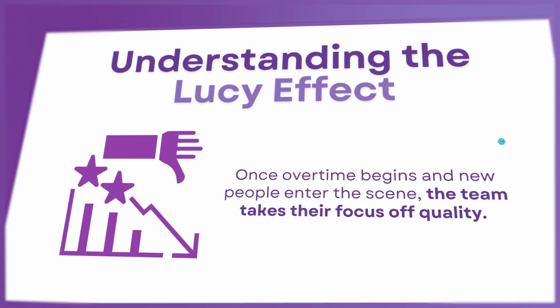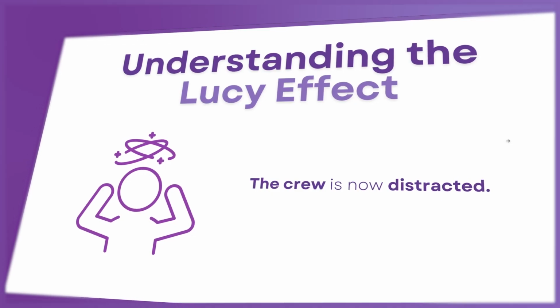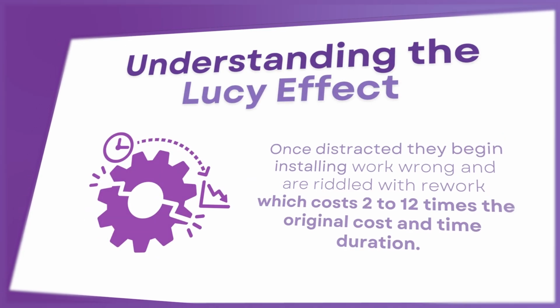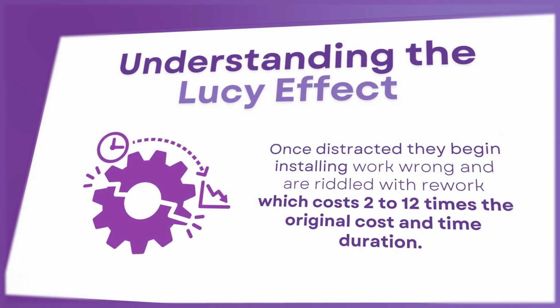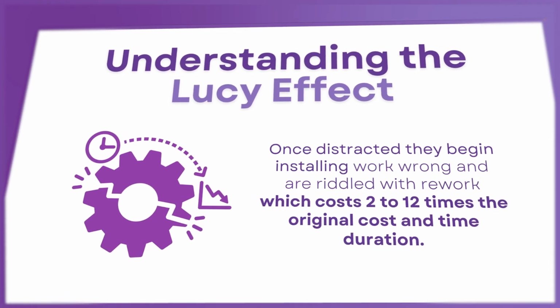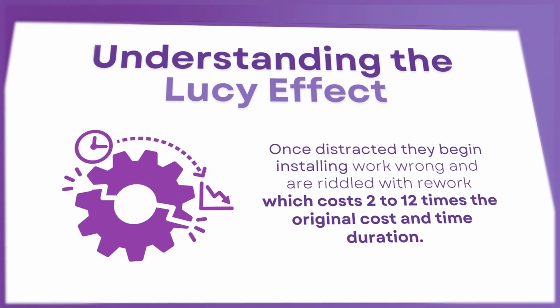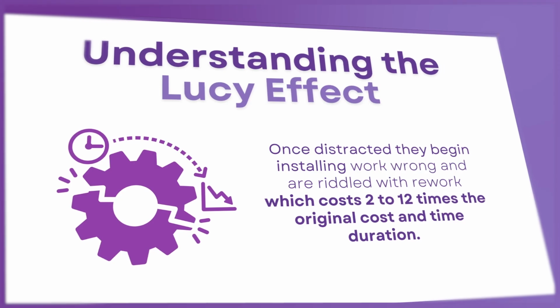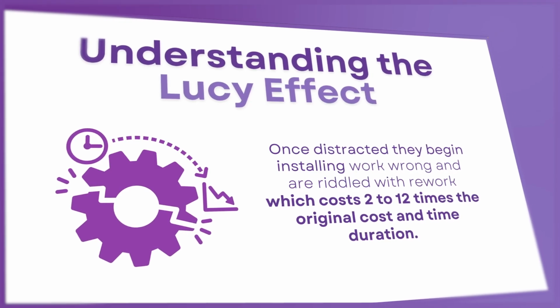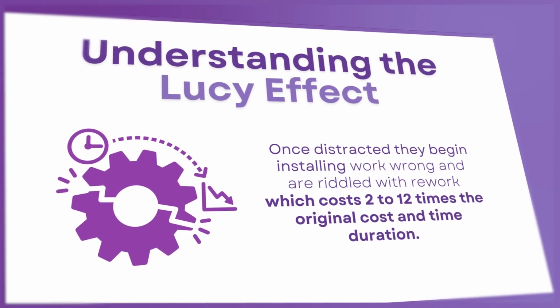And once overtime begins, people take their focus off quality out of necessity. It's not the people's fault. The crew is basically distracted and not installing it right, and they begin installing work wrong in it. It costs 2 to 12 times the original cost and time to replace or rework something. So if you have drywall, sure, it's twice the cost. But if you're ripping out a deck, it could be up to 8 times the original cost.